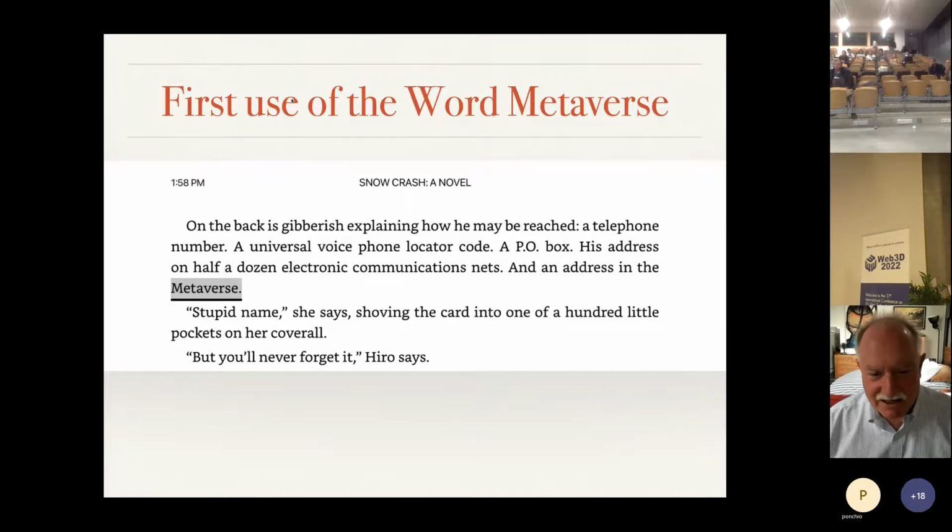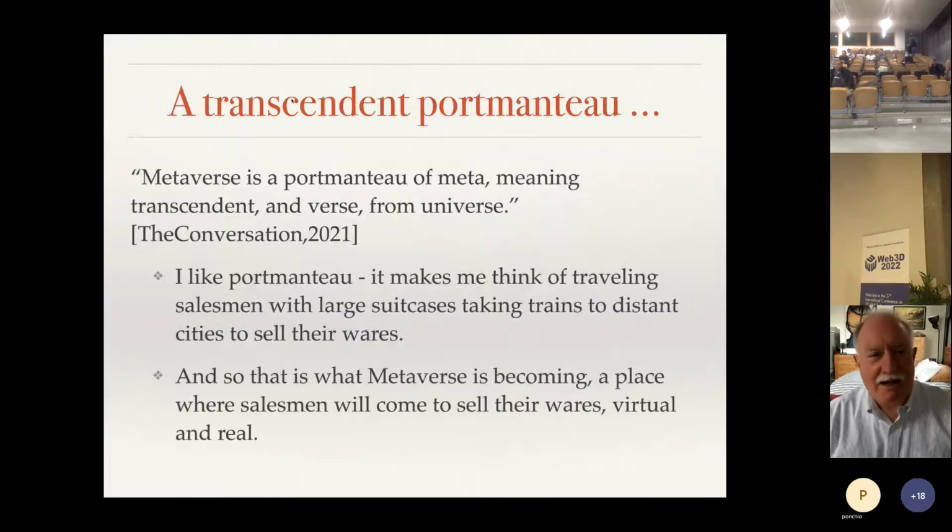"Stupid name," she says, shoving the card into one of her 100 little pockets in her coverall, "but you'll never forget it." So the very first time the word metaverse is used, it's listed as a stupid name. All right. But metaverse is a portmanteau of meta, meaning transcendent, and verse from universe. This is from an article in The Conversation in 2021.